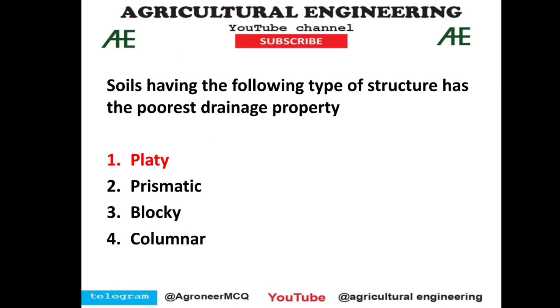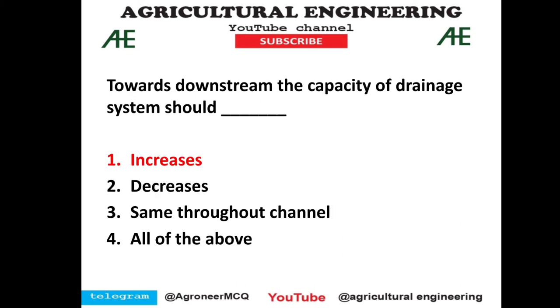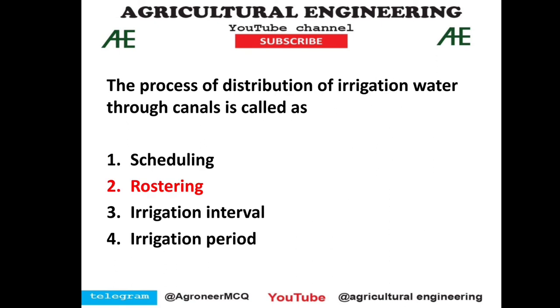Soils having the following type of structure have the poorest drainage property: platy structure soils. The discharge drawdown relationship of an irrigation well is known as well characteristics. Towards downstream, the capacity of the drainage system should increase. The process of distribution of irrigation water through a canal is called rostering.